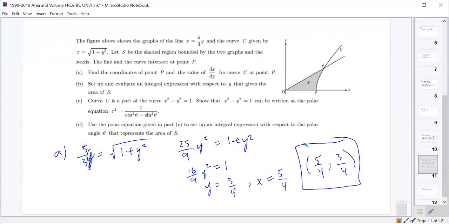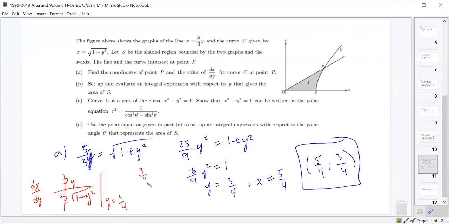Everybody good with the first part there, part A? Yes. Okay, and then to take the derivative of x with respect to y, okay, that's just a yes in the chat. So take the derivative of x with respect to y. This means we're going to take the derivative of √(1 plus y squared). So that's 1/2 times 1 over √(1 plus y squared) times the derivative of 1 plus y squared, which is 2y. 2's will cancel. And you got y over √(1 plus y squared), which we will then evaluate at the y value of 3/4.